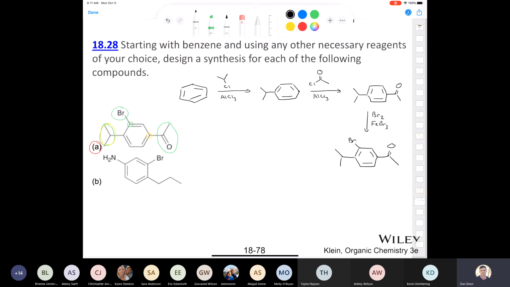Overall, it's a three step process. I want you to remember that this is Friedel-Crafts alkylation. I want you to remember that this is Friedel-Crafts acylation. And then the last step is bromination.